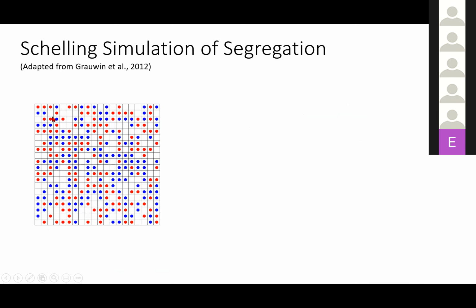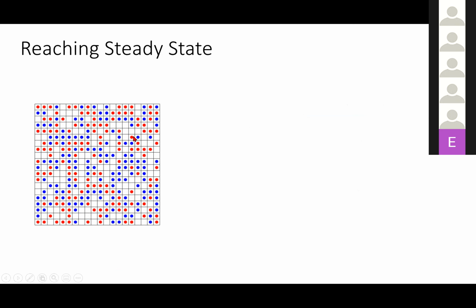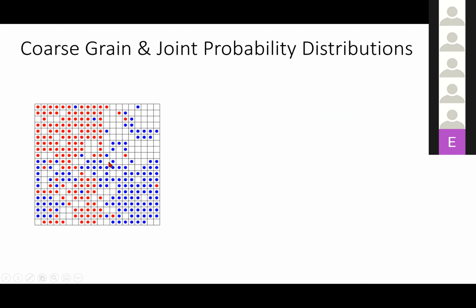Now let's apply this to the Schelling simulation of segregation. In this simulation, we have red and blue people in this city, and they move with some preference. Red and blue people both prefer to move to locations that are surrounded by people of their own type. Red people prefer to move to the west, and blue people prefer to move to the south. If we let the system evolve over time, we reach a steady state that looks like this.